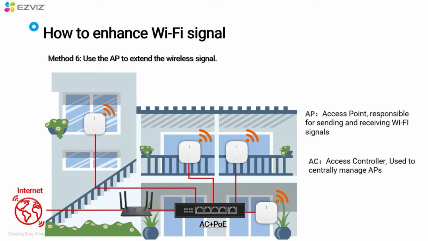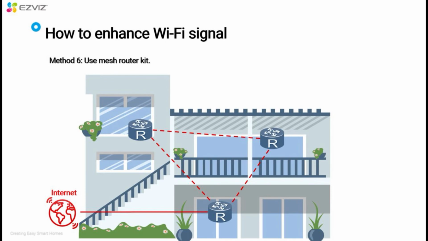You can install many APs in the different rooms and use one AC to control all the APs. And you can also use a mesh router kit to extend the Wi-Fi signal.